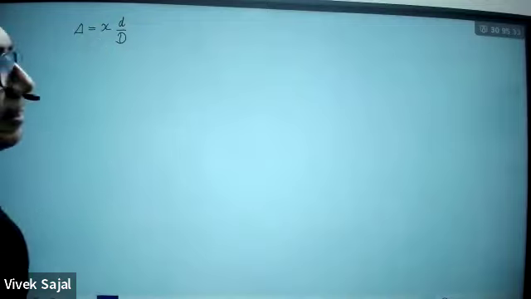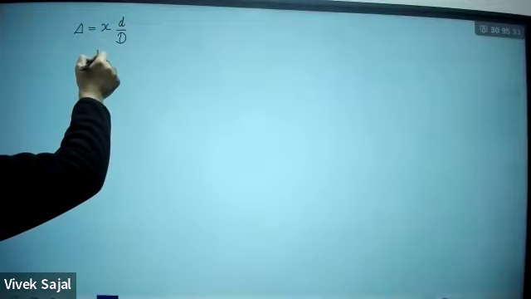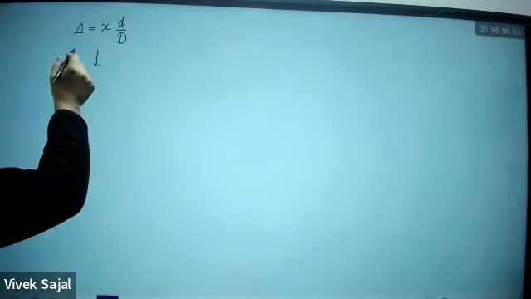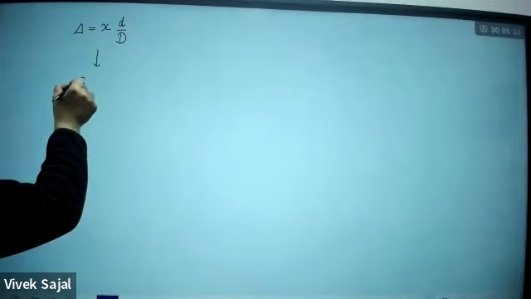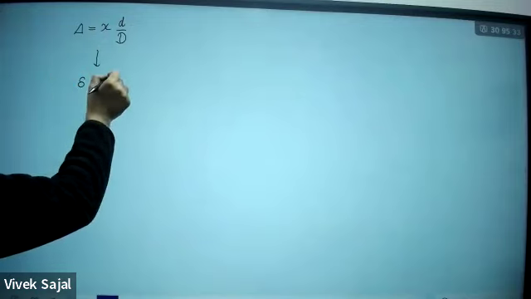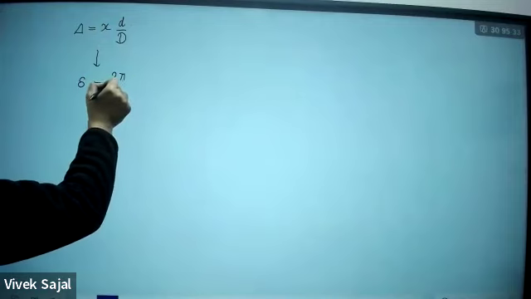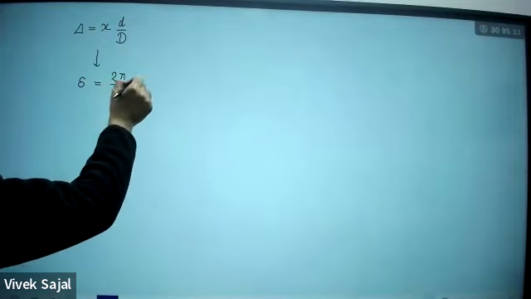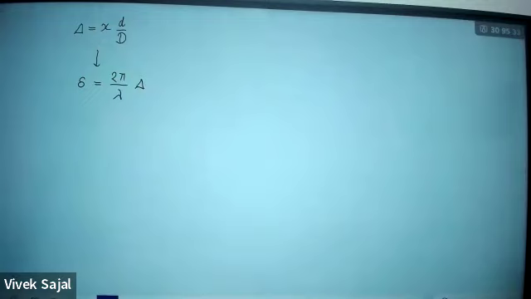If you know delta, then you can always find out the phase difference. What will be the phase difference delta? That will be 2 pi by lambda times delta. So first you are going to calculate this path difference. From path difference, you can always find out phase difference.